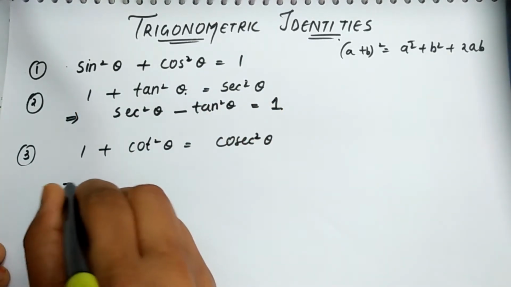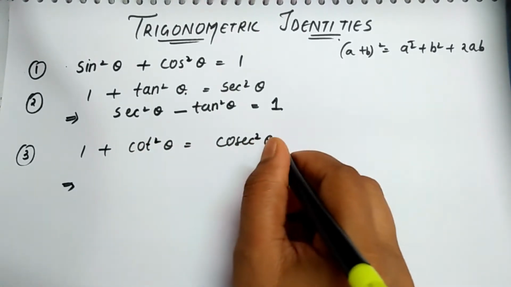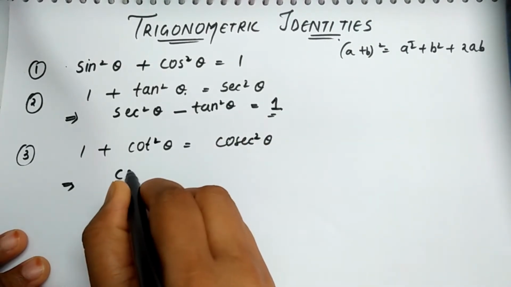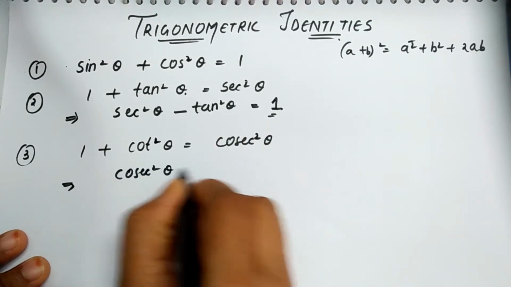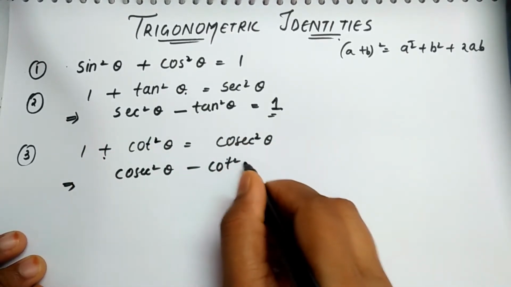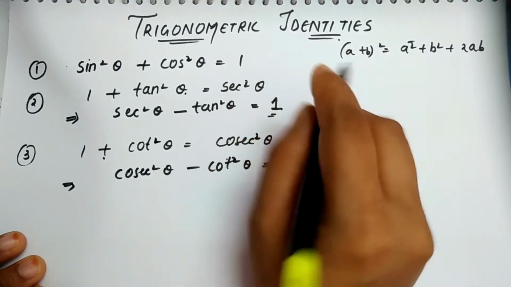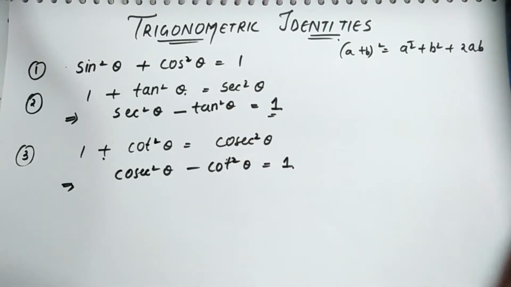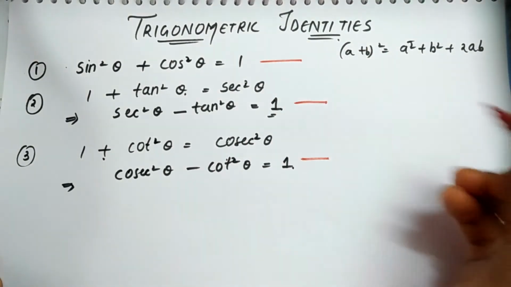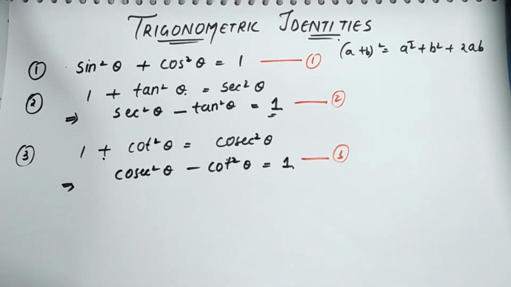The same applies with cot. 1 plus cot square theta is equal to cosecant square theta. If you want it in terms of 1, it is cosecant square theta minus cot square theta equals 1, since the plus goes to the other side and gets a minus. So these are the basic identities. These three are the identities which we will be dealing with in our topics now.